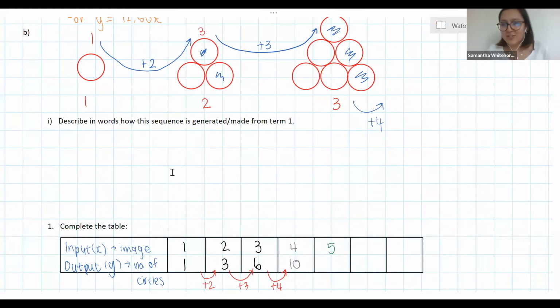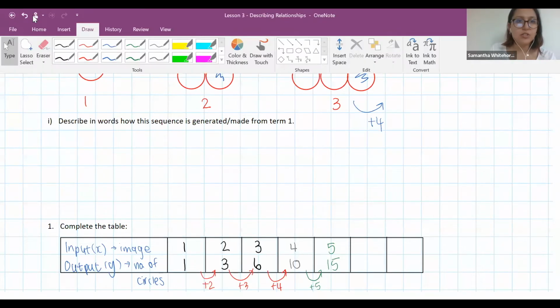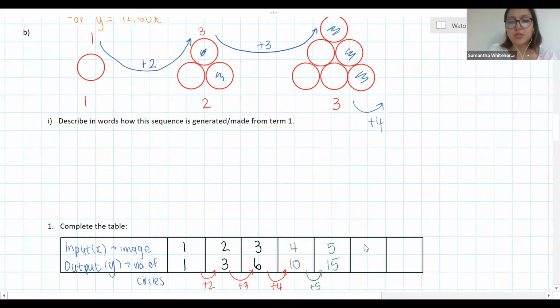Right, guys. So we know that to get to the next one, we're going to now add 5. So we've got 15 circles. Right, let's try something a little bit trickier. And I want you to think carefully before you just answer. How many circles is image 7 going to have? So not image 6, image 7.